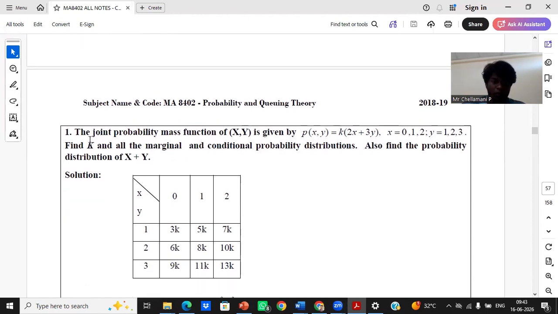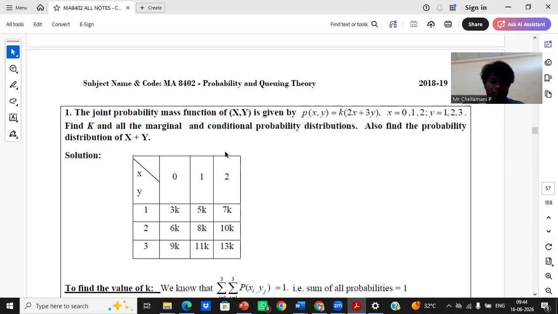Problem number one is the joint probability mass function. If they mention the probability mass function, obviously it is a discrete random variable. Here we are going to see a two-dimensional random variable, so it is a two-dimensional discrete random variable.